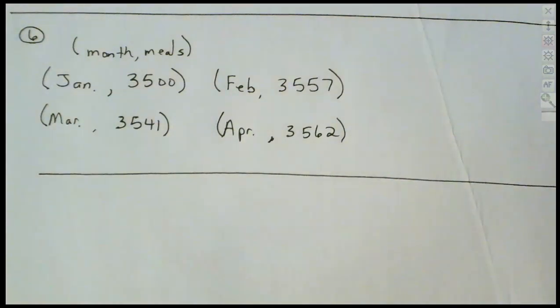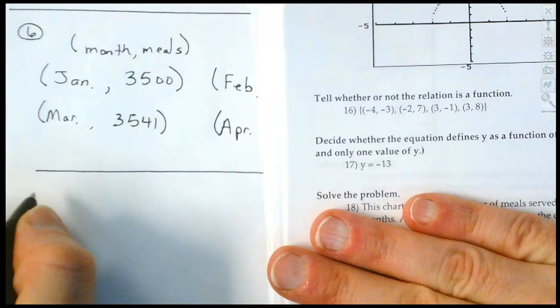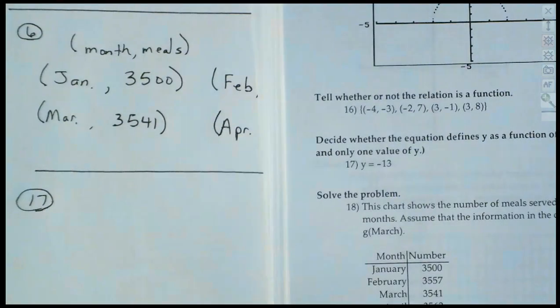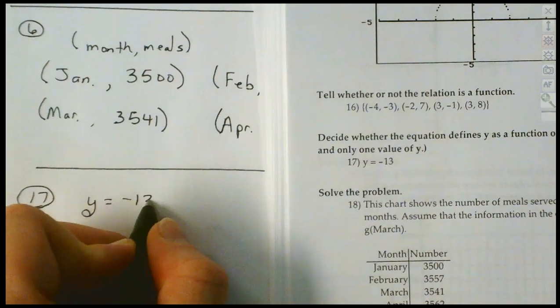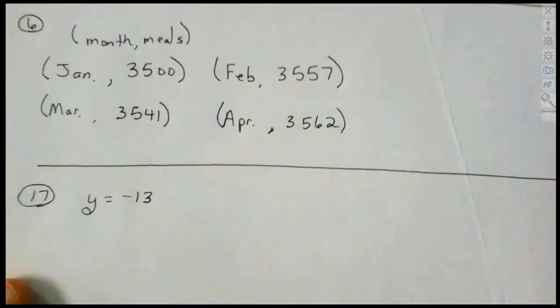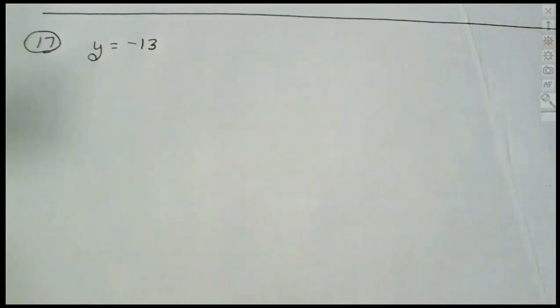And then we've got 17 and 18. Okay, now 17, we want to determine if y equals negative 13 is a function. Now, we can look at this just based upon the equation. It's been solved for y, so it is a function, right?